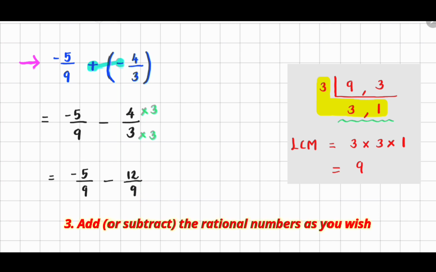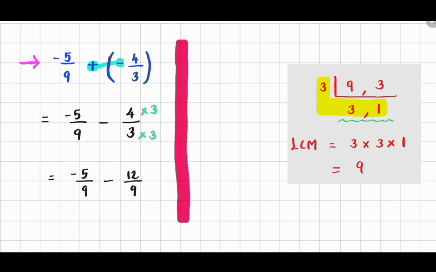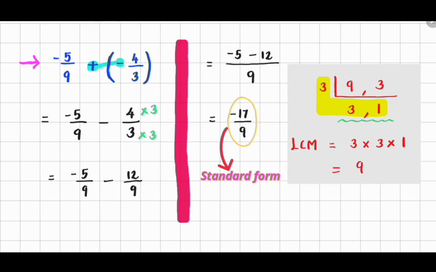Step 3. Add or subtract the rational numbers as required. Now we can do the subtraction by subtracting the top numbers. Put the big divide bar and keep the denominator 9. Then calculate the numerators, negative 5 minus 12. We get negative 17 over 9. Is the rational number already in standard form? Yes, so this is our final answer.